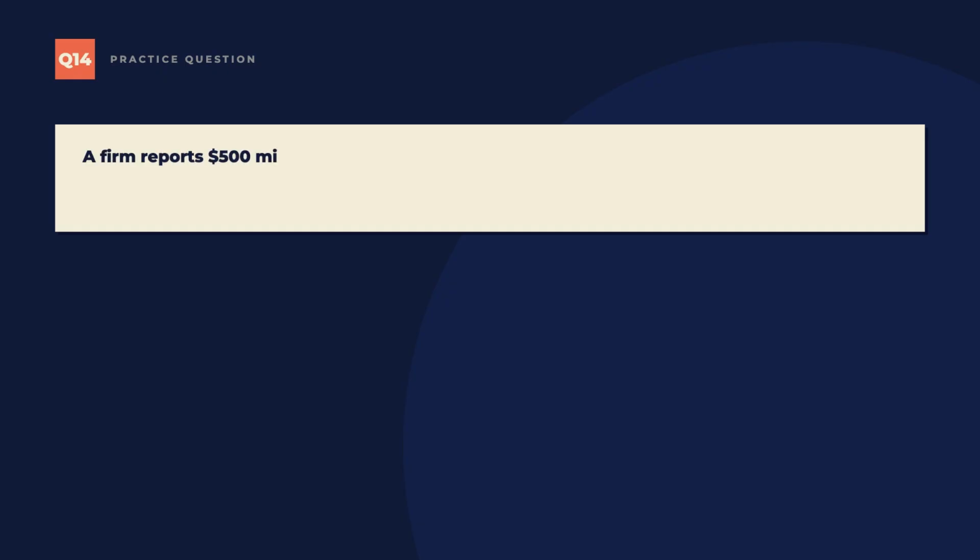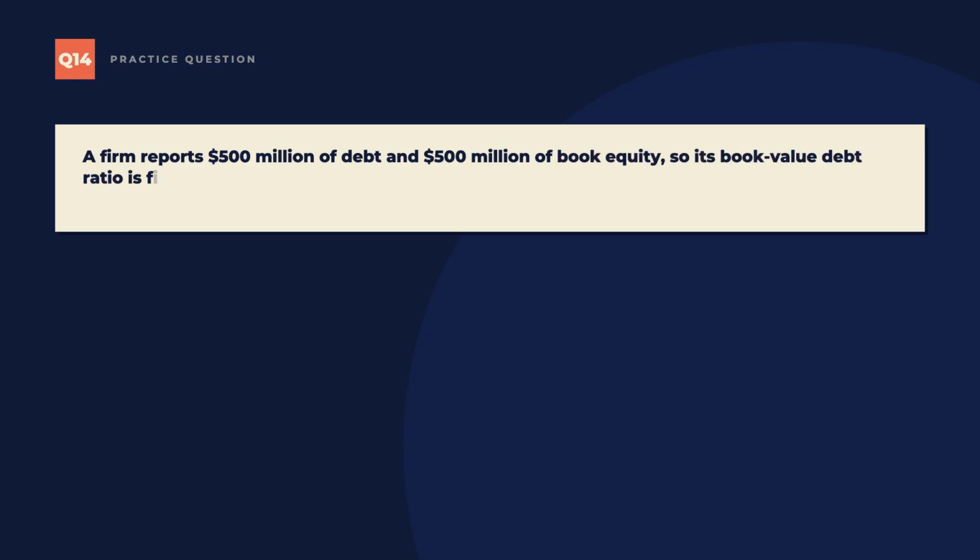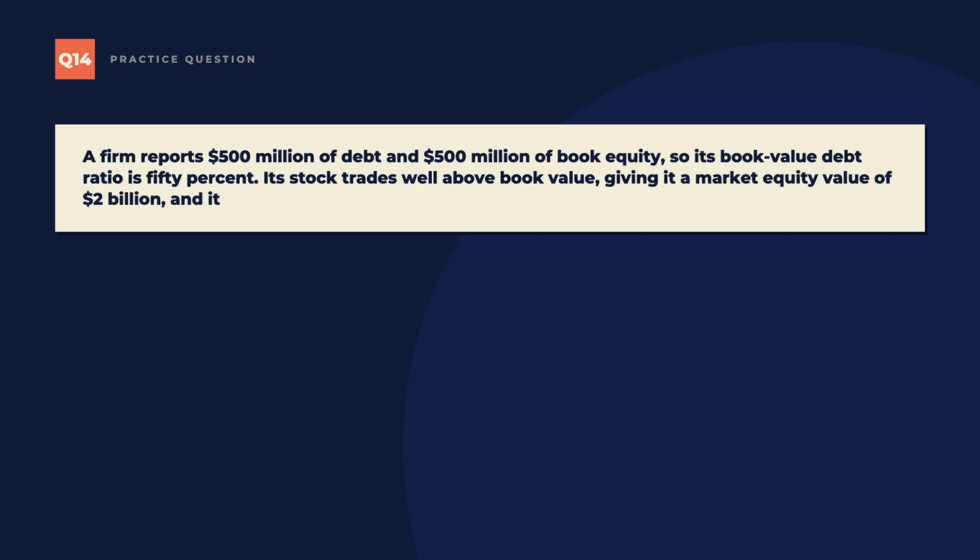Question 14. A firm reports $500 million of debt and $500 million of book equity. So its book value debt ratio is 50%. Its stock trades well above book value, giving it a market equity value of $2 billion, and its debt trades close to book. What is its market value debt ratio closest to?